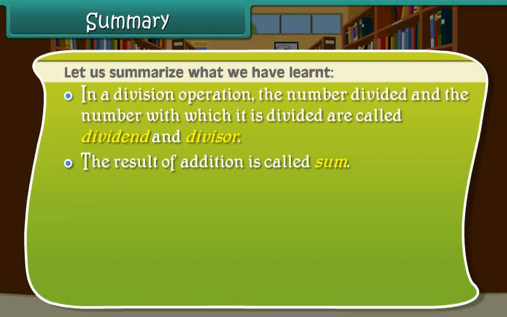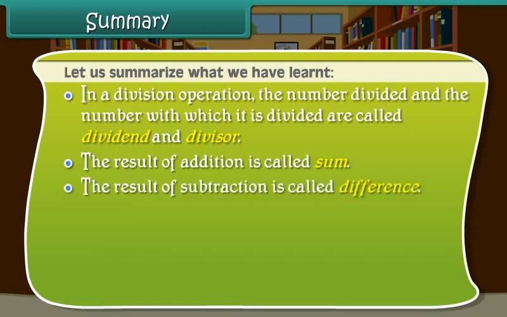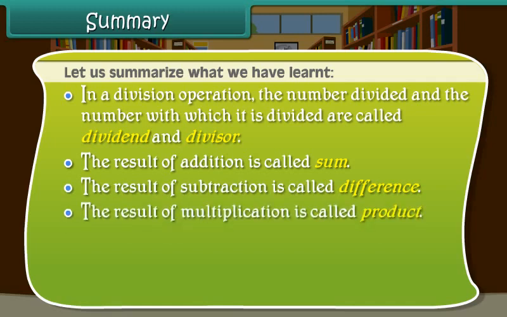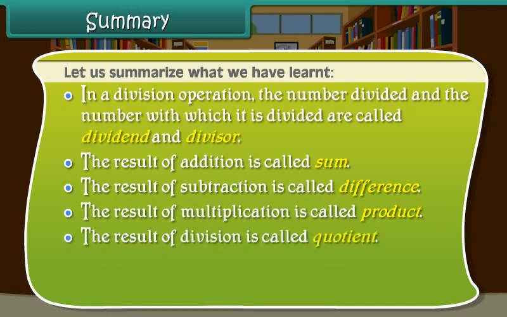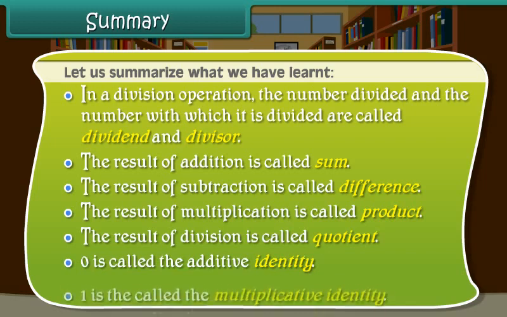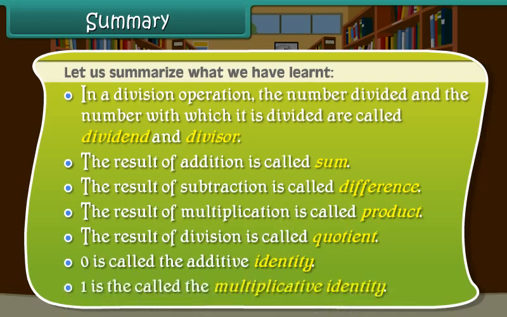In a division operation, the number divided and the number with which it is divided are called dividend and divisor. The result of addition is called sum. The result of subtraction is called difference. The result of multiplication is called product. The result of division is called quotient. 0 is called the additive identity. One is called the multiplicative identity.